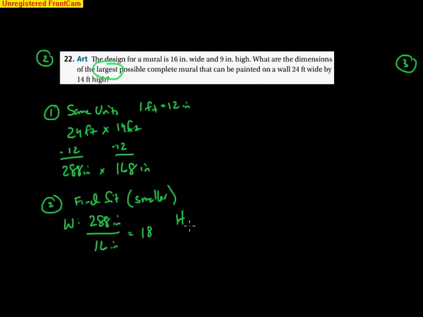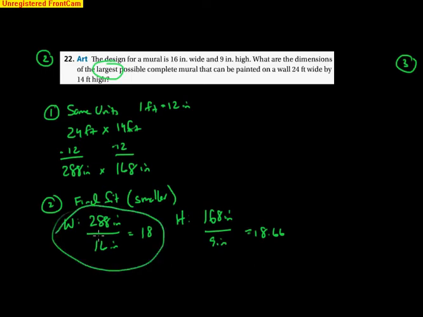Now we go with the height. The space is 168 inches high. I want a picture of 9 inches to go there, and we divide. And I get 18.66 repeated. That's bigger than 18, so I choose 18. 18 is my scale factor. That means 288 inches will be my width. So the third step is to find the other dimension.